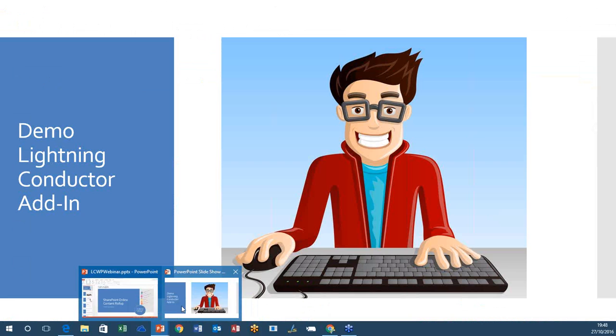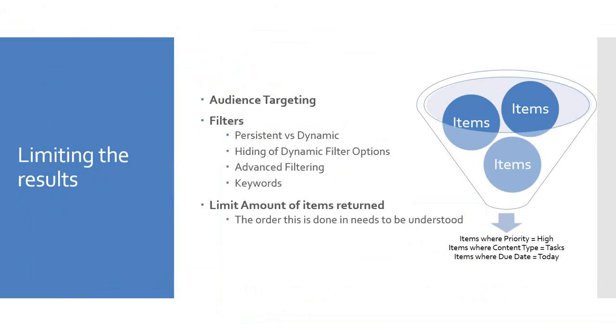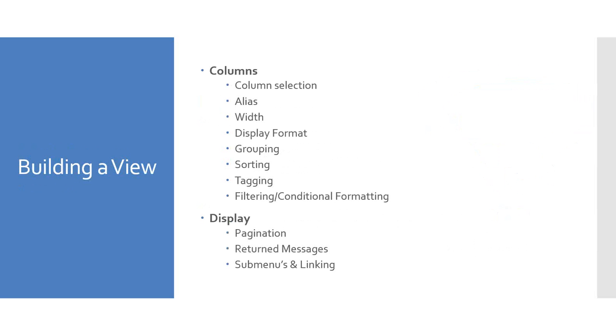So let's just jump back to the slides. So just to recap on a couple of things, we talked about the list type and the content types and how we could filter by those, and that makes the list of columns available to us as well that we can select from. There's lots of ways of limiting the items, so we can use the different types of filters, the persistent and the dynamic, and there's the advanced filtering that we can perform as well to bring back less items.